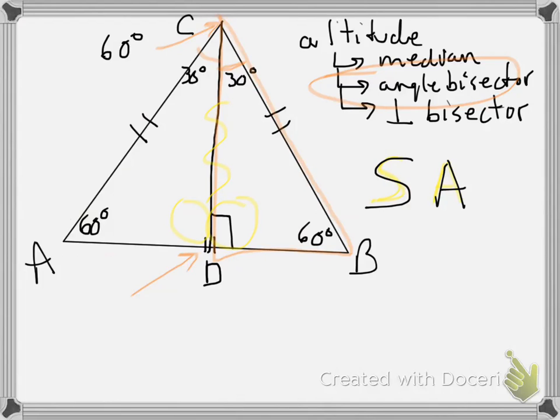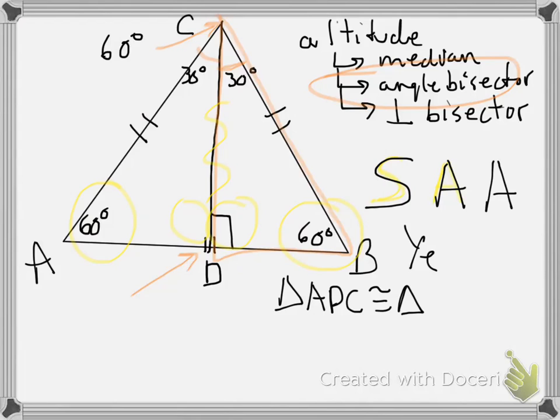And then we notice that originally the triangles were 60 degrees in each angle of the equilateral triangle, so that's 60 and 60. So in fact, we have an A. So yes, triangle ADC is congruent to triangle BDC by SAA, triangle congruency.